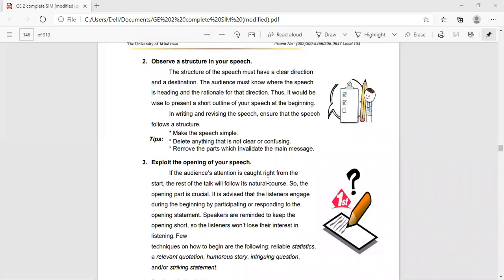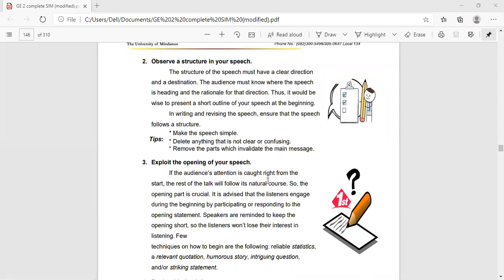So from the very start, the audience already knows what to expect from your talk, because you have given them direction on where the talk is going, as well as the objectives of the talk. What do you want to attain? You want them to understand something, you want them to do something. Mention it already in the introduction.